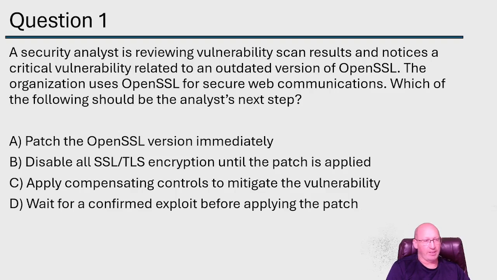Let's start with D on this one, or I guess I should say, let's ask the question again. I'm out of whack today. Pause the video if you need more time. A security analyst is reviewing a vulnerability scan and results and notices a critical vulnerability related to an outdated version of OpenSSL. The organization uses OpenSSL for secure web communications. Which of the following should the analyst's next steps be?